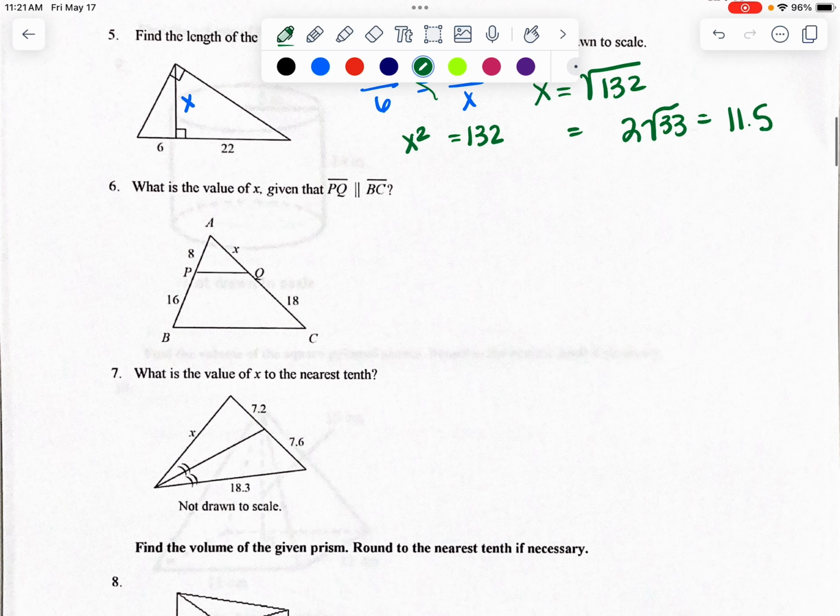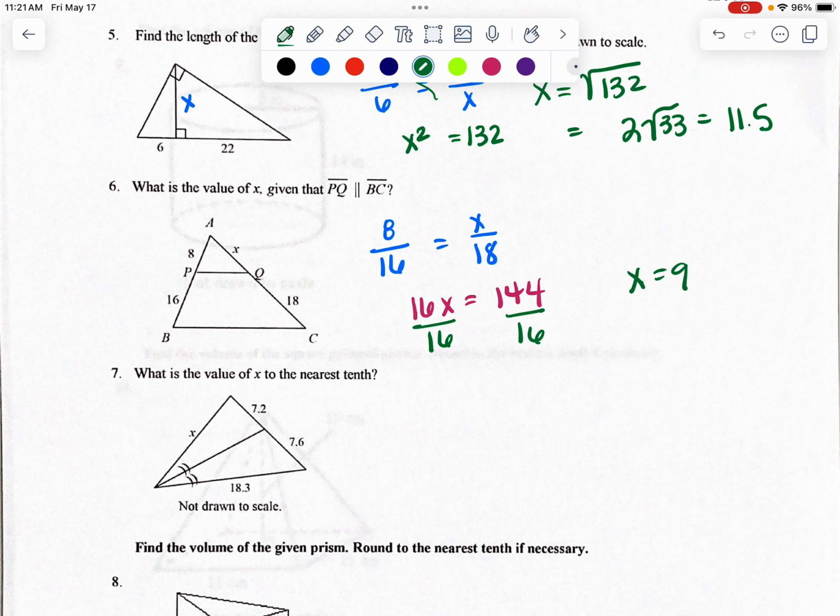Number 6, since they were parallel, it is proportional, so you can write a proportion. This one's pretty easy. You could probably also do this one in your head, but I'm going to go ahead and write a proportion. 8 goes to 16 as x goes to 18. Again, this would be a cross multiply problem. So that would be 16x equals, and then 8 times 18 is 144. And then I would divide both sides by 16. So that's going to give me x is equal to 9.